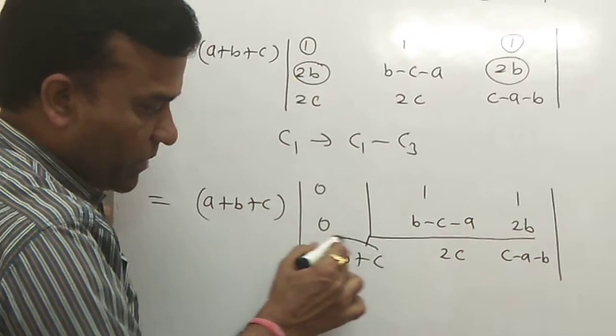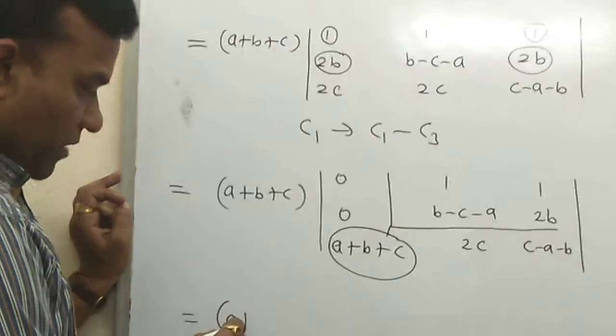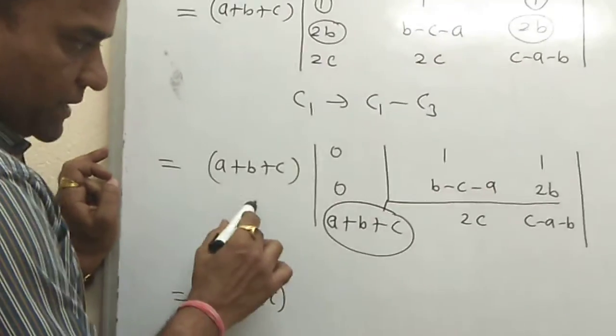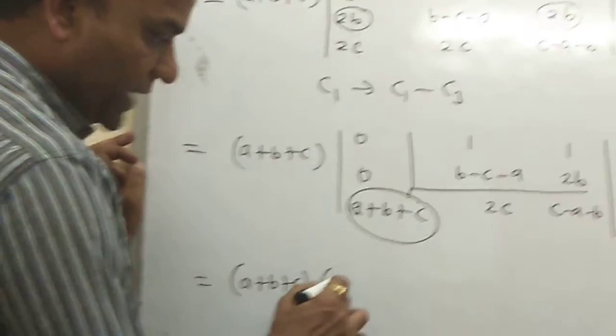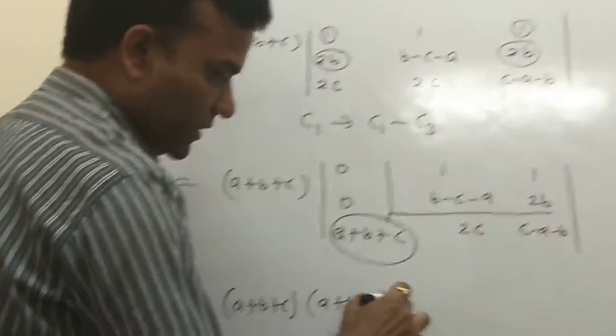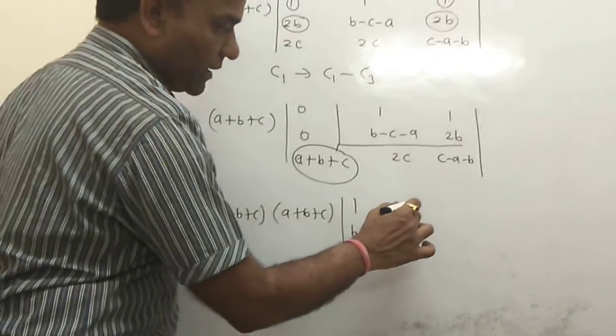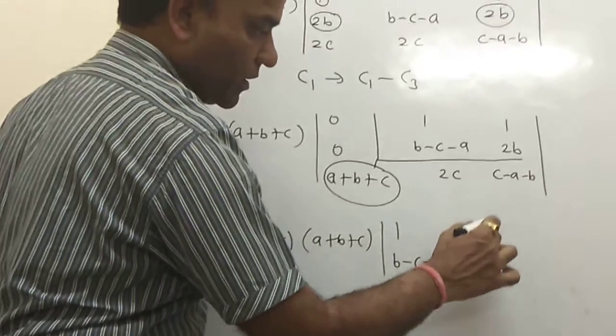So this is the multiple value you write down in the determinant. Like you have a plus b plus c, put out as it is, and this value is a multiple, so you put a plus b plus c as it is. And with this value you have this determinant of 2 by 2: 1, b minus c minus a, 1 and 2b.